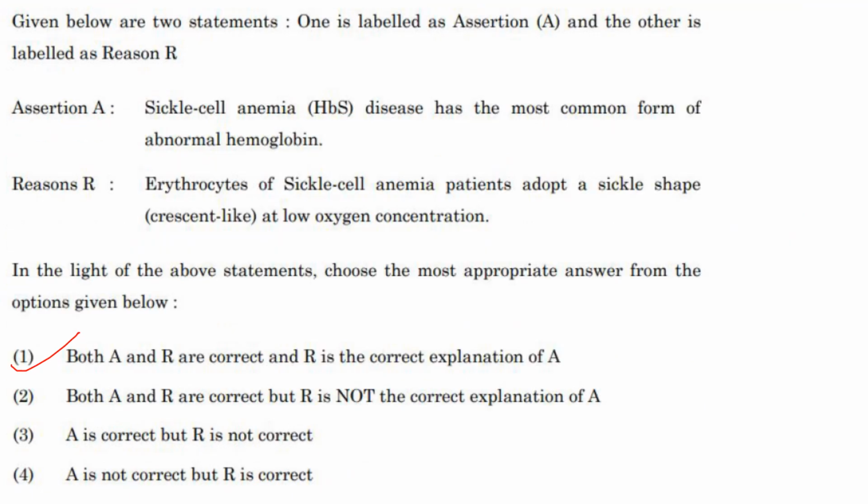The next one. Sickle cell anemia disease has the most common form of abnormal hemoglobin. Yes. Sickle shaped. Erythrocytes of the sickle cell anemia patients adopt a sickle shape at low oxygen concentration. That is also correct. That is why it is having an abnormal shape for the hemoglobin, because erythrocytes of the sickle cell anemia patients adopt sickle shape at low concentration of oxygen. So both A and R are correct and R is the correct explanation of A.